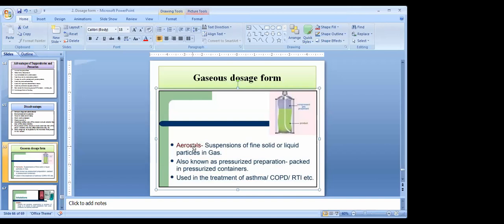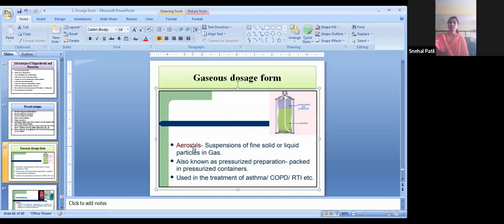When it comes outside of that container, it is in gas form. Okay, it is used for asthma, COPD and RTI. What is COPD? It is chronic obstructive pulmonary disease. And RTI means respiratory tract infection. So this type of gaseous dosage form is used for the treatment of asthma, chronic obstructive pulmonary disease, or RTI, meaning respiratory tract infection. Okay.